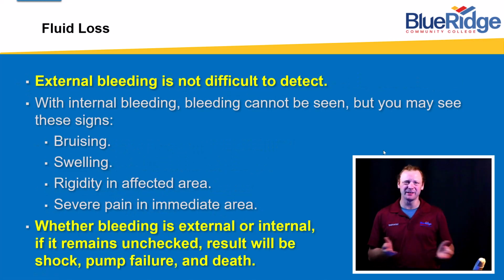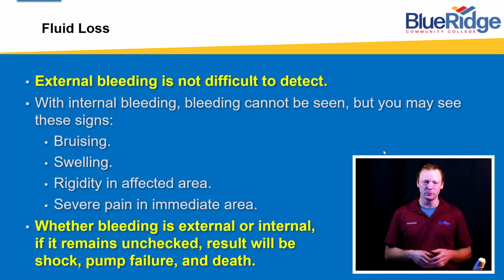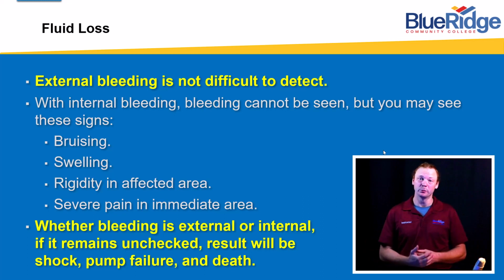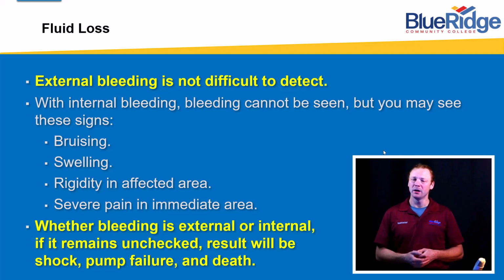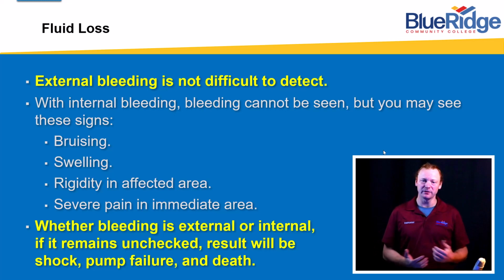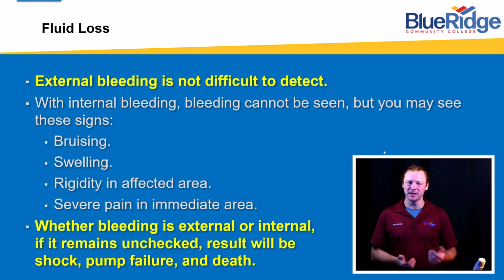External bleeding is not necessarily difficult to detect when the body is exposed. So when we're doing our trauma assessments or our rapid trauma assessments, we need to expose the body, especially in wintertime when people have multiple layers, big fluffy jackets and pants, things like that that can hide blood loss. We need to be able to see that. If we can see it, it's pretty obvious to determine what's going on.